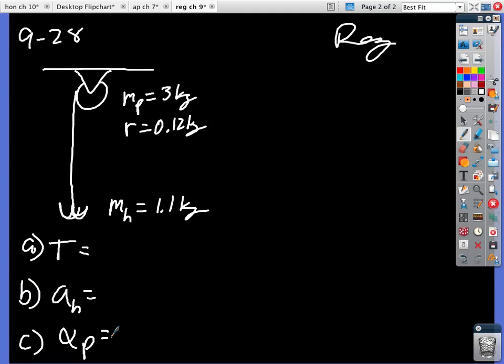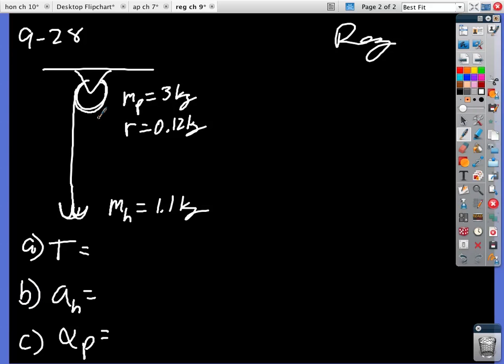So here, there is this rope that's wrapped around this pulley, and then there's a weight hanging off the end. And so this is falling down. They want to know the tension in the rope, and they want to know the acceleration at which the hook falls, and the angular acceleration of the pulley.